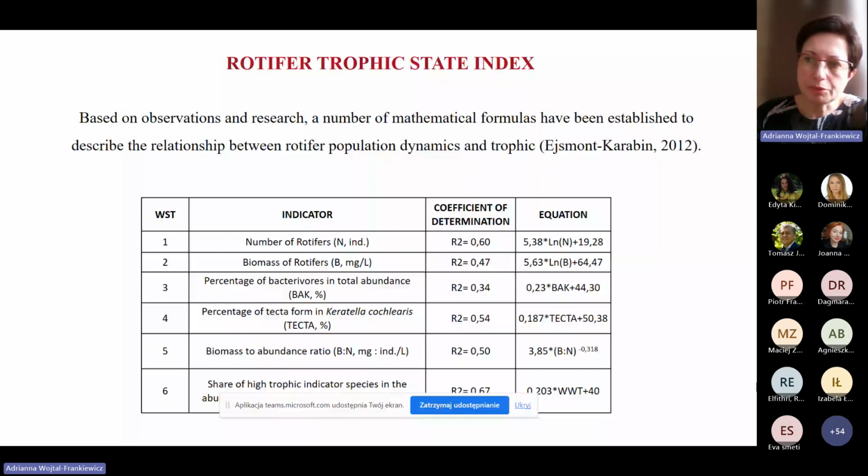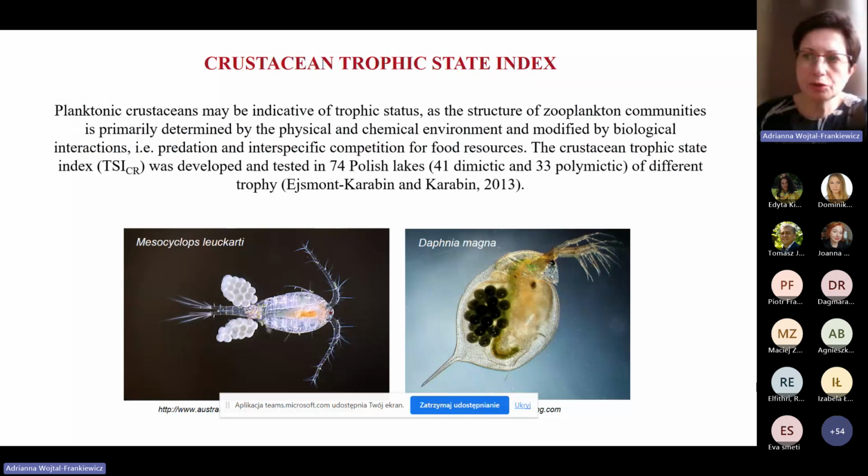This index may also be useful in preparing similar indices for lakes in other parts of the world, but may need to be modified for differences in the taxonomic structure of rotifer communities. The analogous index is the crustacean index. It was also developed and tested in 74 Polish lakes of different trophy.